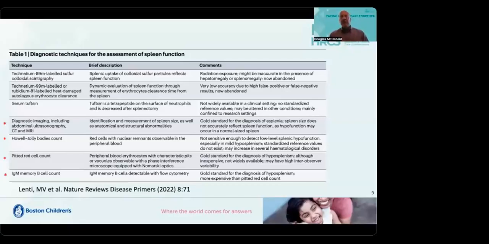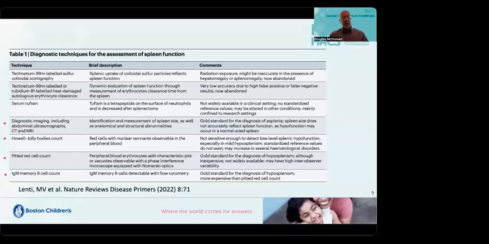Unfortunately, this is a very insensitive way of assessing splenic function and is not preferred. The preferred method is an assessment of pitted red cell counts, and this can be sent to specialized labs. Our preference is to send to Cincinnati Children's Hospital. They have been quite reliable with quick turnaround times.